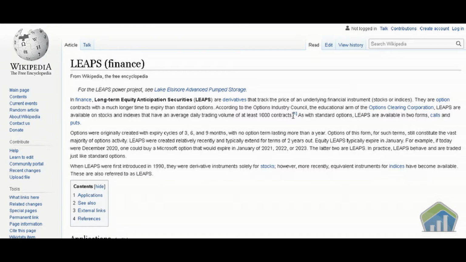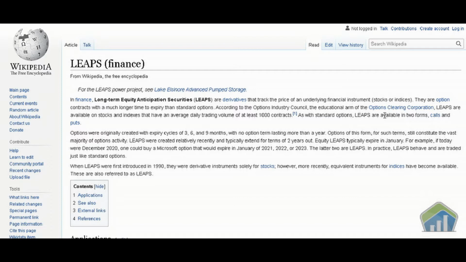According to the Options Industry Council, the educational arm of the Options Clearing Corporation, LEAPS are available on stocks and indexes that have an average daily trading volume of at least 1,000 contracts. So if it has a daily volume of at least 1,000 contracts, you're possibly going to be able to do a LEAPS on your stock, right? As with standard options, LEAPS are available in two forms, calls and puts.